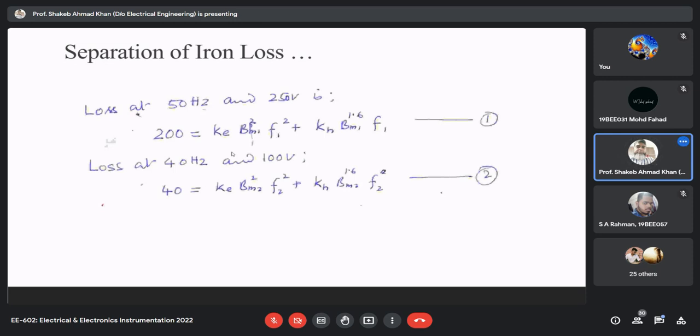You are required to solve these two equations. By solving these two equations, what is your objective? To find out the hysteresis and eddy current loss. You have to solve these equations to find the hysteresis and eddy current loss. How will you solve it? Can you solve it or not?